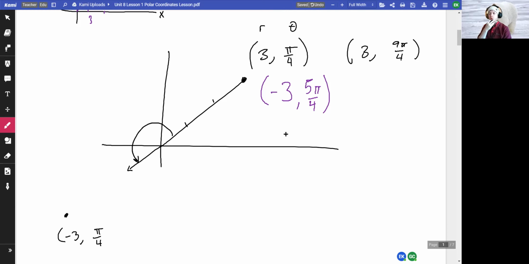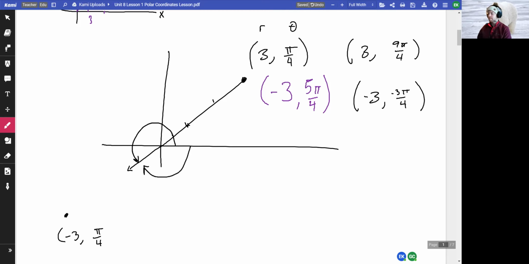Give me one more. Give me another one with a negative radial length. So we're going in the opposite direction. -3, and then can we do a negative theta? -3 pi over 4? Yeah. Ooh, that should have been there the whole time. -3 pi over 4. Yeah. All right, 4 different ways. And it doesn't stop there. We could just keep adding 2 pi to any of these, and we get the same coordinate.